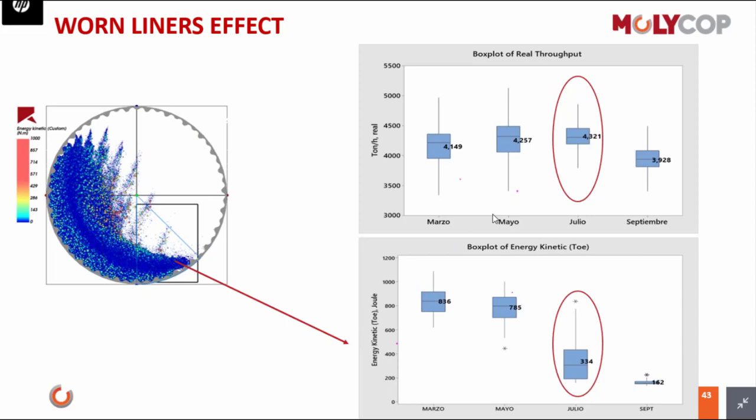And also this is related with the energy kinetics in the toe. You can see here, the energy kinetics in the toe is going down as the liners wear. Maybe in July, you can see the energy kinetics in the toe is very, very low, but maybe it's compensated by the volume of the mill and that lets us maintain the same throughput. But also the throughput is going to fall, maybe. Each operation has to be analyzed for each case. It's not arithmetic.